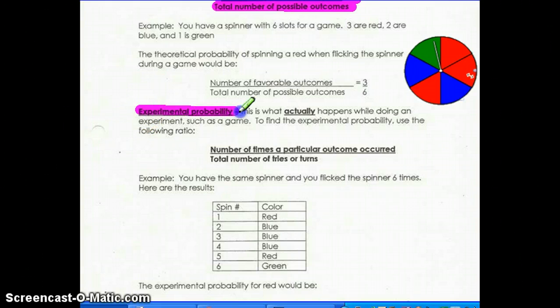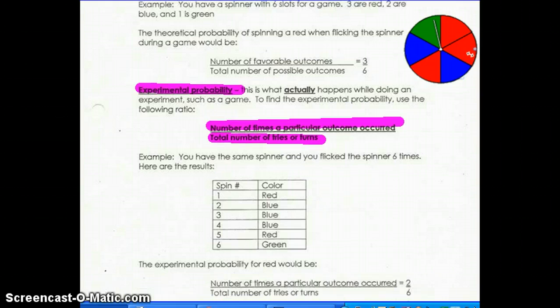The experimental probability is what actually happens when doing an experiment such as a game. To find the experimental probability, you're going to use the following ratio. The number of times a particular outcome occurred out of the total number of tries or turns. So again, we're creating a fraction similar to the theoretical probability.